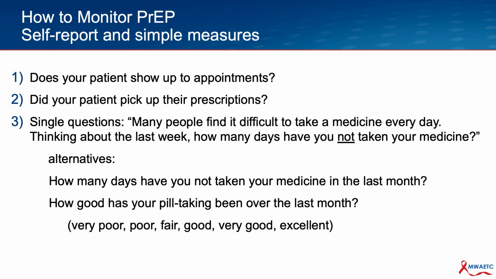But that's often what we have in the clinical setting. We just have these self-report and simple measures. And I think some of the things that are really obvious: if your patient doesn't show up to appointments, they're probably not taking their medicines every day. If your patient isn't picking up their daily prescriptions, if it's a 3-month prescription and they're picking it up every 6 months or so, they're not taking it every day.